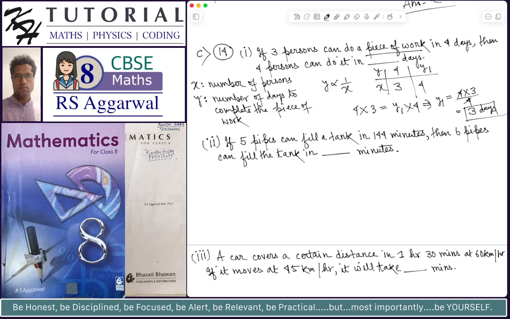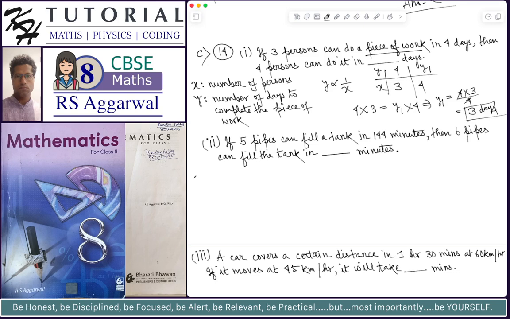Now let me describe the two quantities x and y. x is the number of pipes and y is the time taken in minutes to fill the tank. Here the work done is constant, which is filling a particular tank which has a specific volume. So the number of pipes and the time taken to fill the tank are inversely proportional to each other.